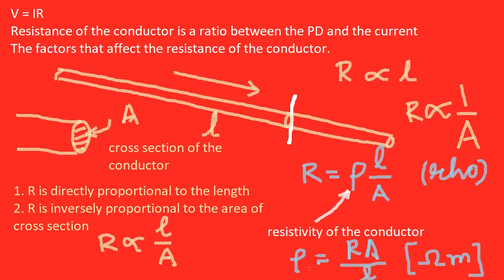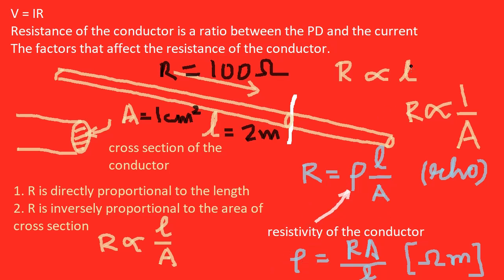So let us take a quick example for this. Suppose we have a conductor with length equal to, say, 2 meters, and the area of cross section is, say, 1 centimeter squared, and the resistance of the conductor, let us take it as R equal to 100 ohm. Having got those values, let us calculate the resistivity of the conductor.